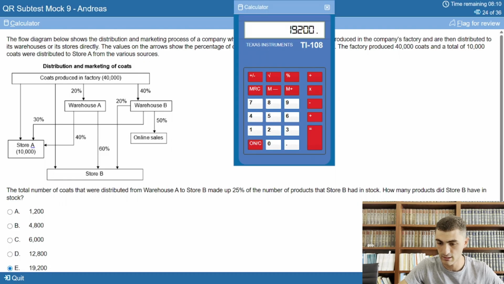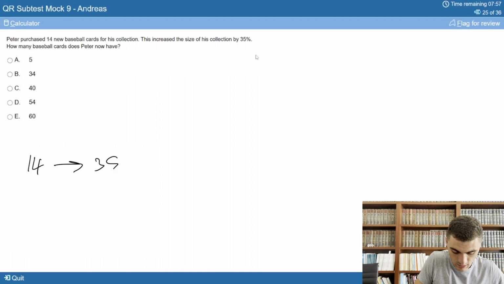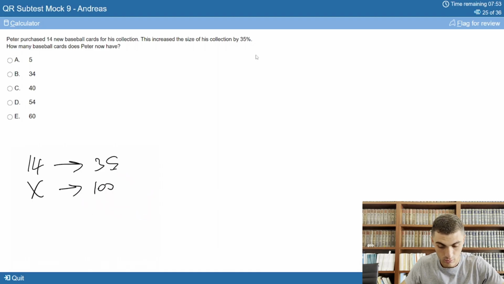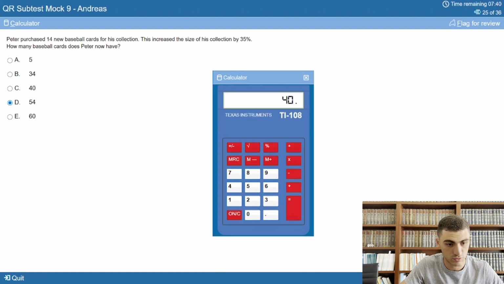Peter purchased 14 new baseball cards for his collection. This increases the size of his collection by 35%. Okay, so the way I'm doing this is I'm saying 14 cards is 35%. How much is 100%? So I'm doing cross multiplication, so 100 times 14 divided by 35, 40. And how many baseball cards does Peter have now? So it's 40 plus 14 is 54 cards.